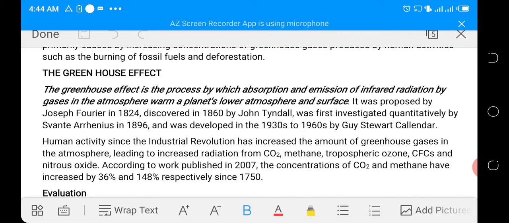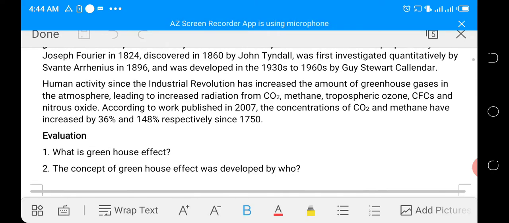Human activity since the Industrial Revolution has increased the amount of greenhouse gases in the atmosphere, leading to increased radiation from carbon dioxide, methane, tropospheric ozone, CFCs, and nitrous oxide. According to work published in 2007, the concentrations of carbon dioxide and methane have increased by 36% and 148% respectively since 1750.